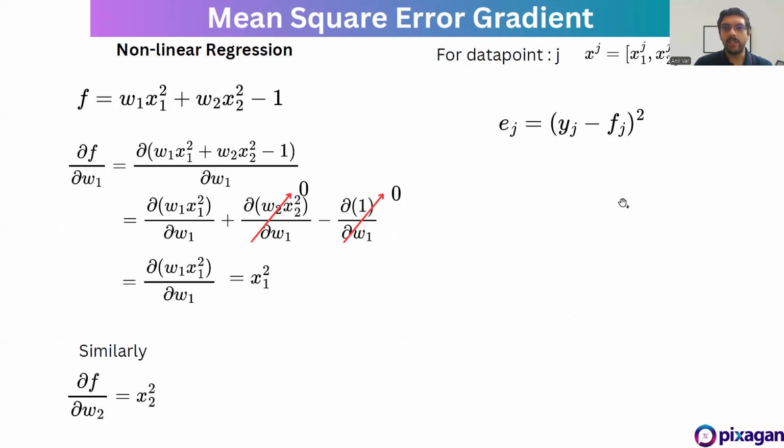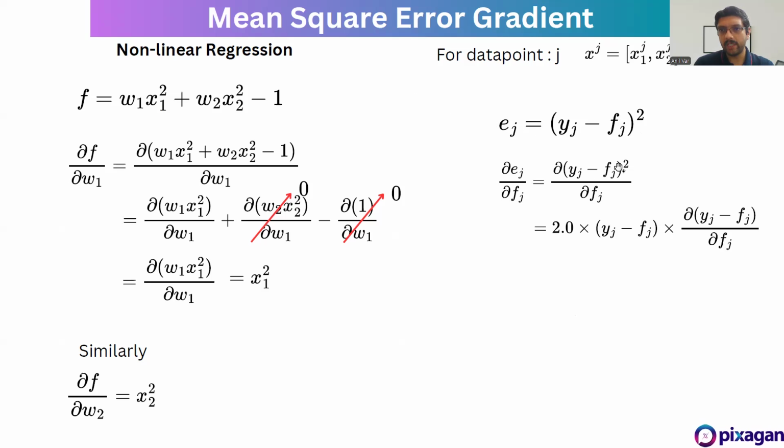We need the other half of the chain rule, which is now the derivative of the error term with respect to the function, right? Now this differentiation again is quite simple. The derivative of the error with respect to f. So let's write it out. If you remember your differentiation, the derivative of this would be 2 times this term times the derivative of that term with respect to fj. And an exercise for you, how did we get this? The hint is, it's using chain rule again, right?